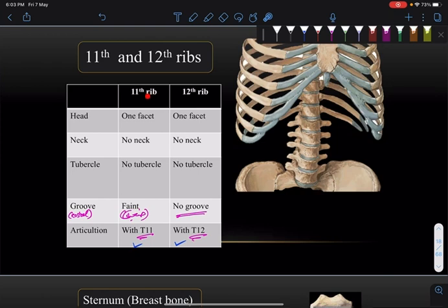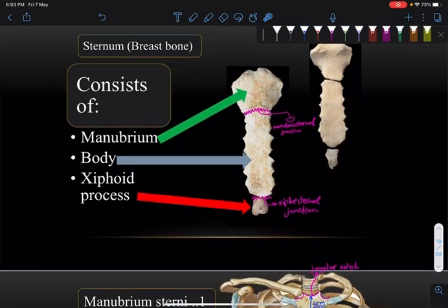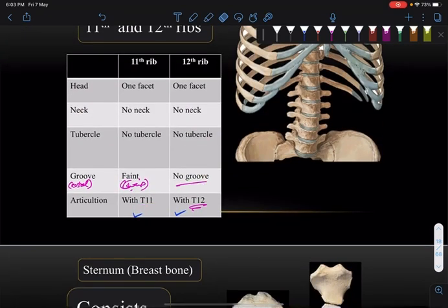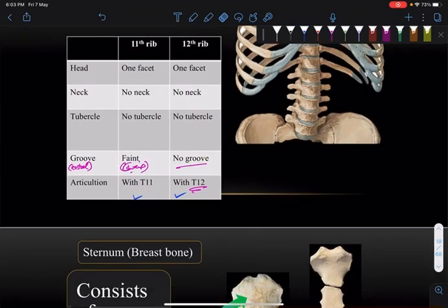الارتكيوليشن طبعا بما انه one facet, so articulate with one thoracic vertebra اللي هي T11 and T12. Okay, T11 and T12. 12 مع 12 و11 مع 11, 10 مع 10 و1 مع 1. سهلة.